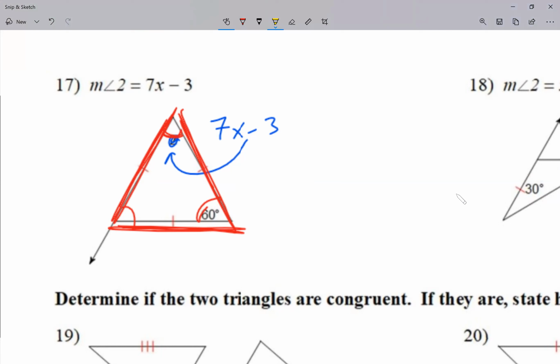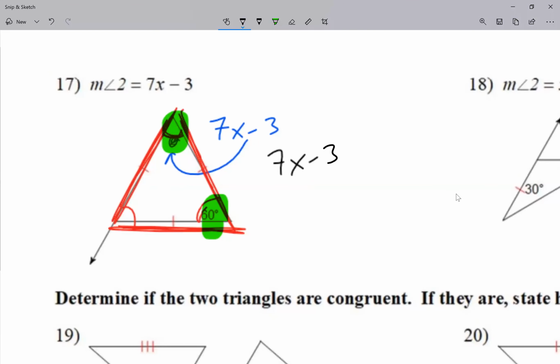Now, one thing I want you to notice, let me highlight it with green. This angle and this angle are equal. I'm not always going to use adding the three angles equals 180. Nope, I'm not always going to use that. In this case, I have these two angles equal, so why don't I just write 7x minus 3 is equal to 60. I know those two angles are equal, so might as well just let them equal each other and solve for x.